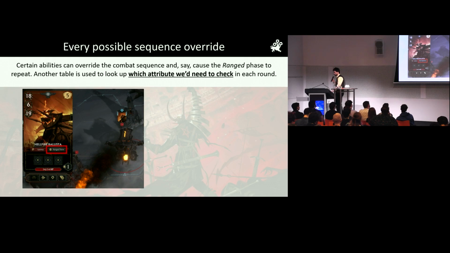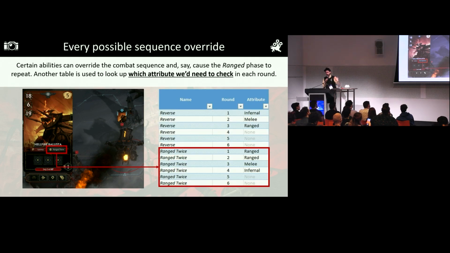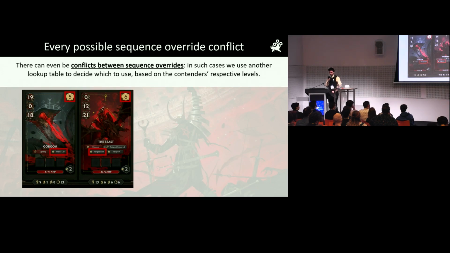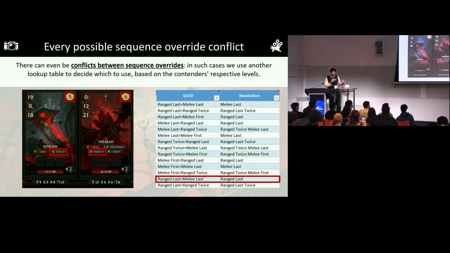For this, we use a lookup table. So essentially, if a given legion has an ability that does some kind of override, then we will look up that ability in this lovely little table over here, and we can find out which attribute is going to be checked in which round. Of course, it wouldn't be Solium if there weren't also possible conflicts between these sequence overrides, but we can use a lookup table for that as well.